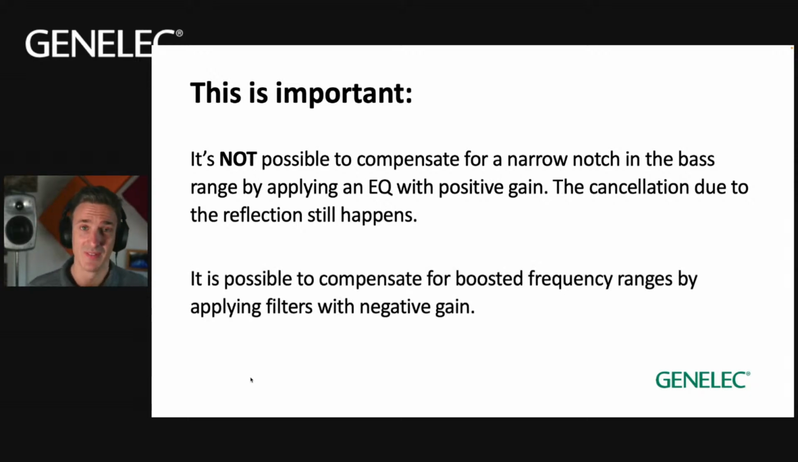What is possible is that you can compensate for boosts, and this is exactly what we do. So if we place the speaker close to the wall and the bass, of course, is boosted in that range, we can compensate for that just by using filters. And we can also compensate for the positive gain of a mode at our listening position. So if, for example, there's a boost caused by a modal frequency of 5, 6, 7, 8 dBs at a certain frequency, we can reduce this with a filter.